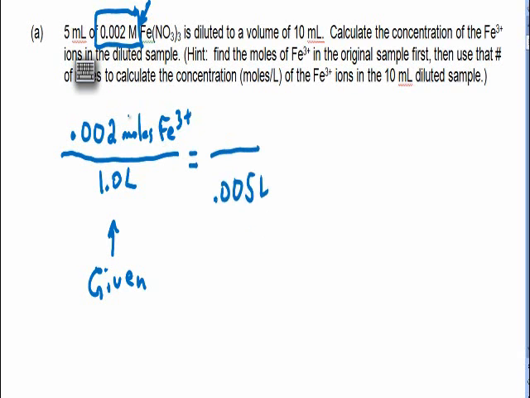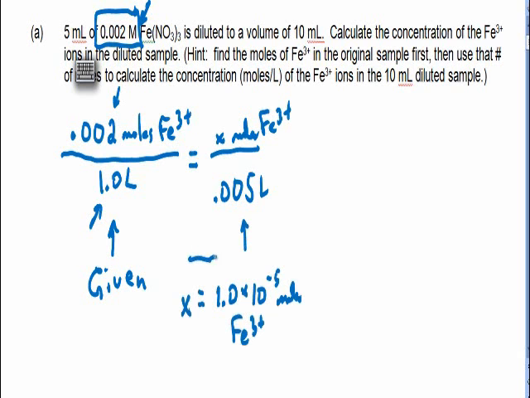So if we know that there's 0.002 moles in 1 liter, there's going to be X moles of Fe3+ ions present in a sample that is 0.005 liters in size. Solving for X gives us that in this 5 milliliter sample, there's 1 times 10 to the negative 5th moles of Fe3+ ions present.